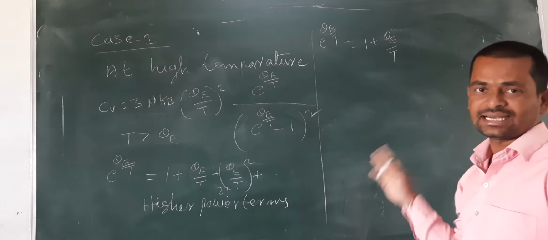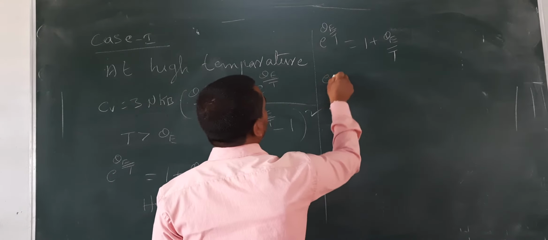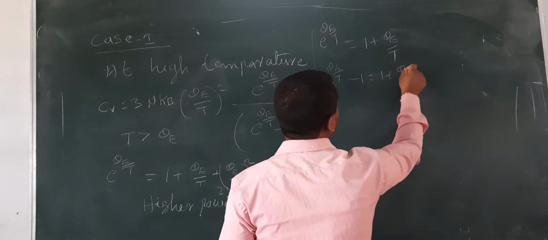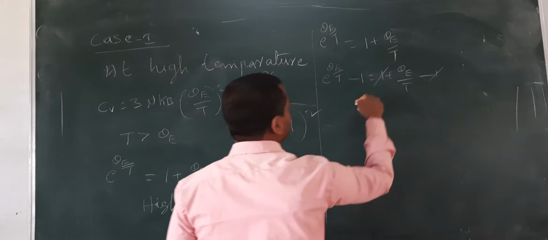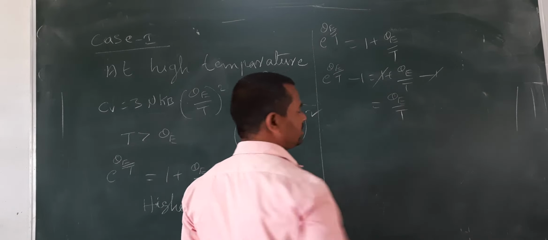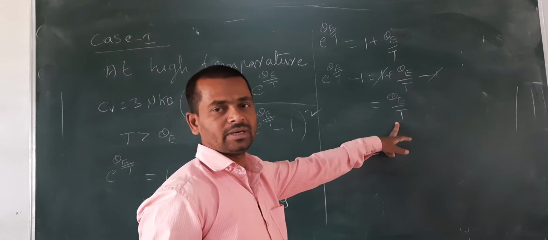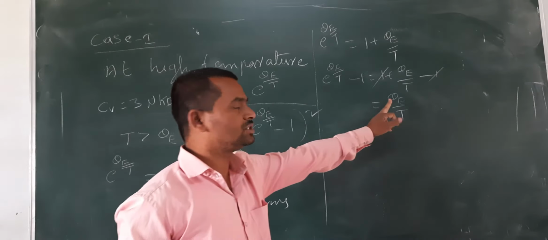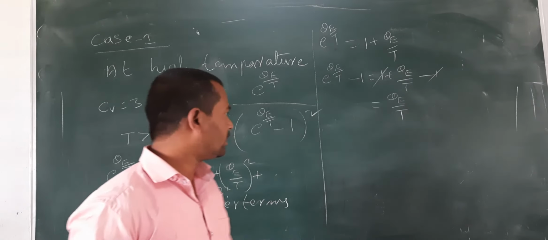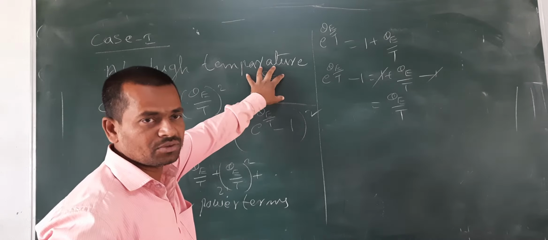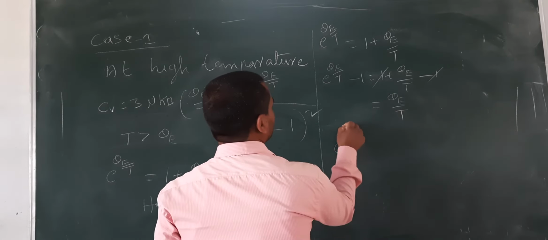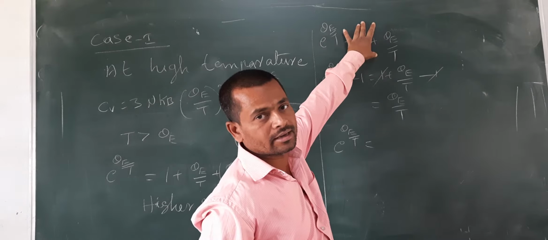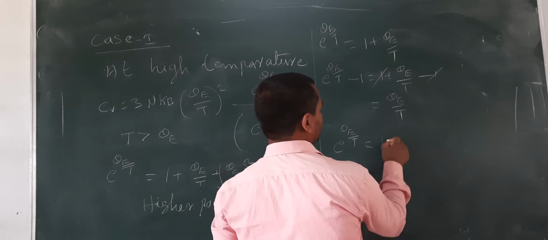Now on both sides subtract 1. e power theta E by T minus 1 equals 1 plus theta E by T minus 1, the 1 and minus 1 get cancelled, leaving theta E by T. So we got this value as theta E by T. That means in place of this bracket we have to substitute theta E by T only. Here I am going to take e power theta E by T as written in this formula, right? Now let me write that formula once again.